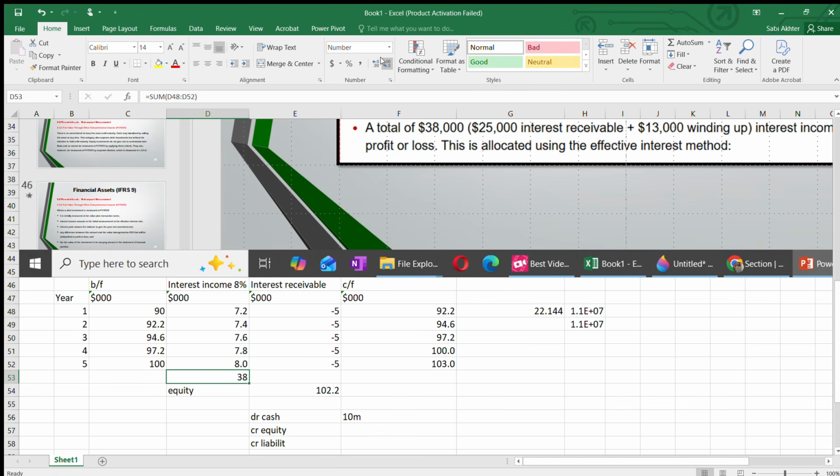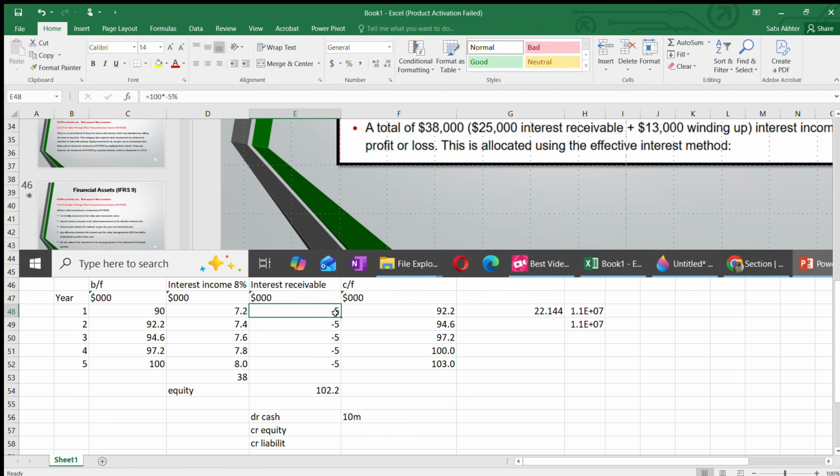So now in year 1, what's happening? You will recognize this 7.2, that is 7,200, as an interest income in your investing category, in your statement of profit and loss. And the financial asset will have the carrying amount of this 92,200. And assuming that it is received as due, the 5,000 is an investing cash inflow. Inflow is coming into you in your statement of cash flow.